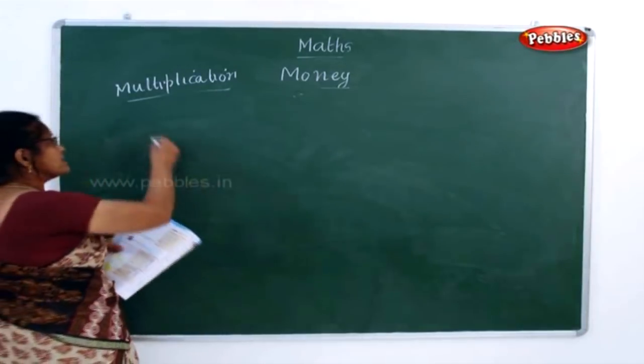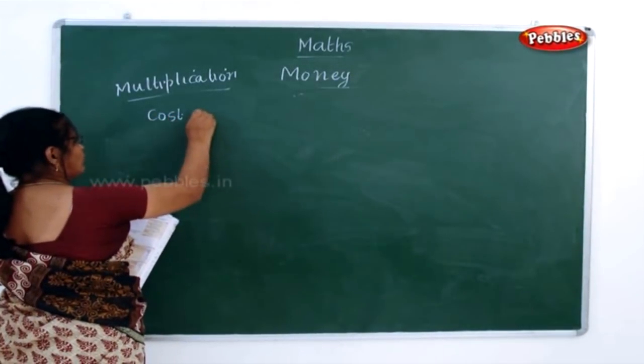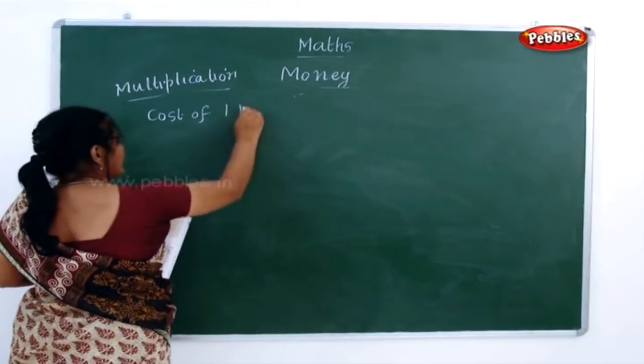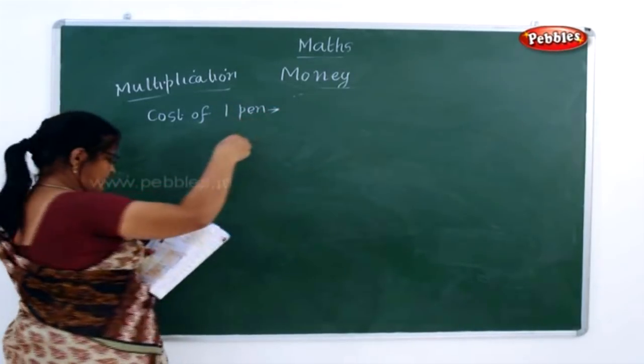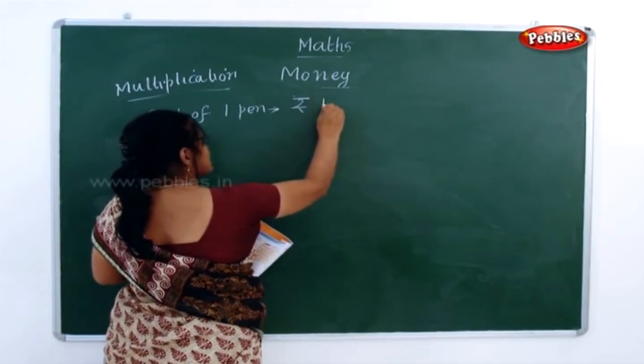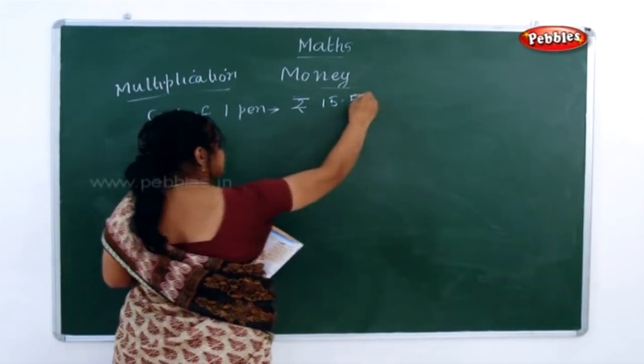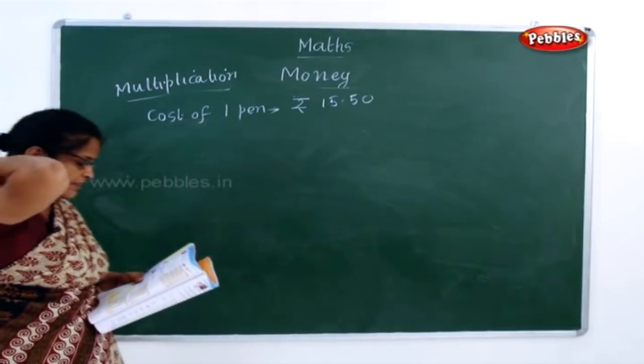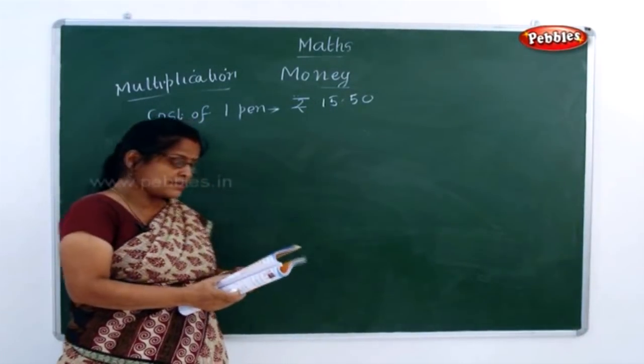Now what they have given is cost of 1 pen. Always I will not tell you. You have to do statement with the statement. What is the cost of 1 pen? It is rupees 15 rupees 50 paisa. Now what is the question they have asked? Find the cost of 7 such pens.